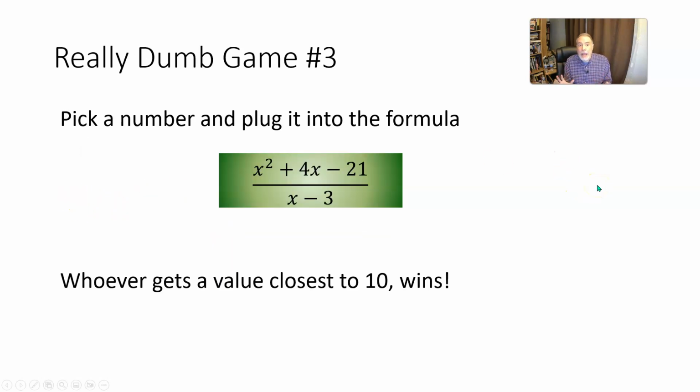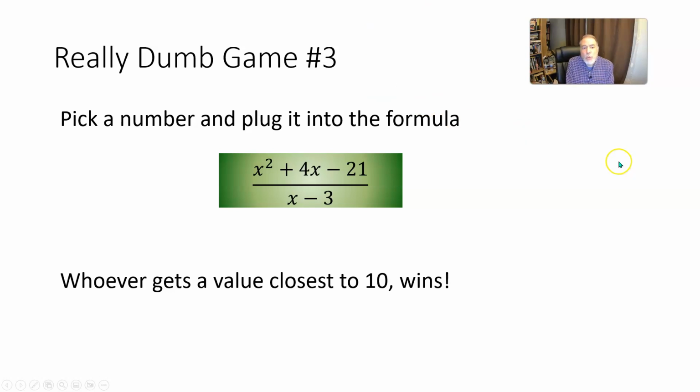Okay, one more really dumb game. The way this game works is we each pick a number and plug it into this formula here. We plug it in for x into the formula x squared plus 4x minus 21 divided by x minus 3. And again, whatever value comes out, we're trying to get as close to 10 as we can. Whoever gets a value closest to 10 wins. If you want, pause the video for a second and play around with this formula. Plug in some different numbers and see how close you can get to a value of 10 coming out.